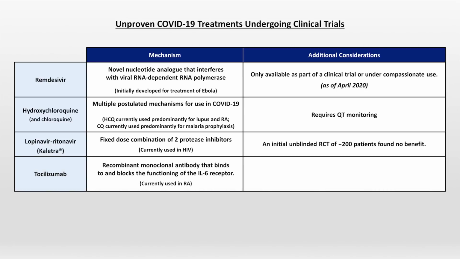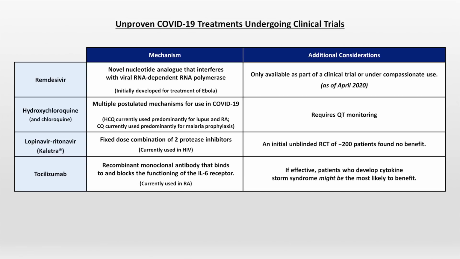Tocilizumab is a recombinant monoclonal antibody that binds to and blocks the functioning of the IL-6 receptor, IL-6 being a cytokine implicated in critical COVID-19 infections, so if effective, patients who develop the cytokine storm syndrome would seem to be the most likely to benefit.